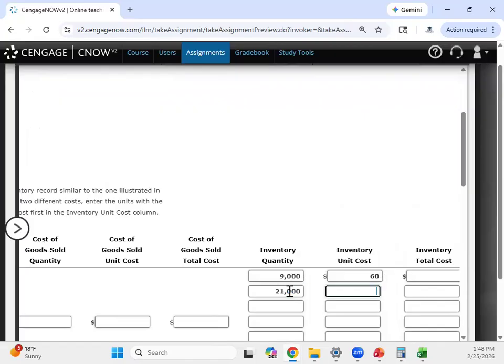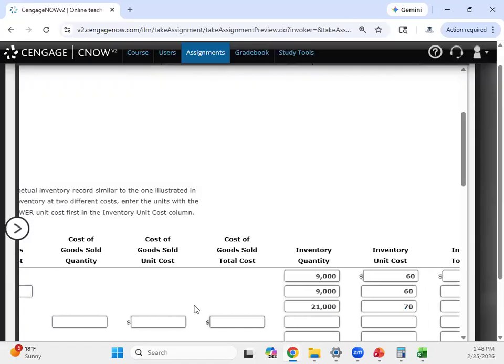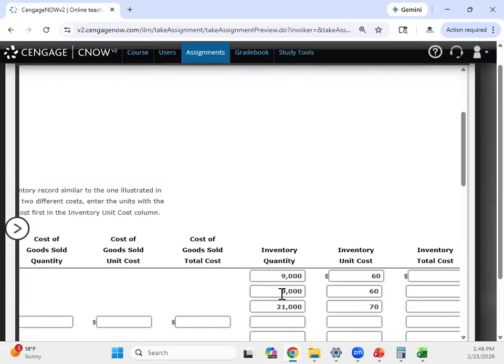And then we get 21,000 units at 70 a unit. Or well, actually, we're going to add that in. We have to repeat the 9,000 and the 60. And we show that first because that was inventory that was purchased first. And this is just how we keep track of it in a ledger format or in a spreadsheet format. So then we have each of our purchases here.